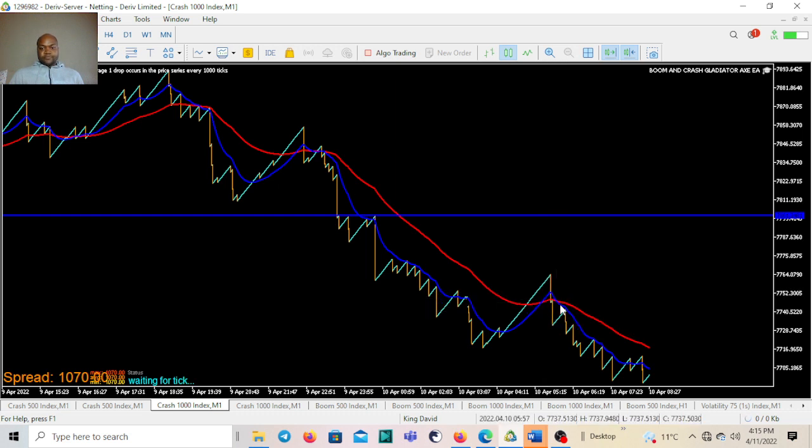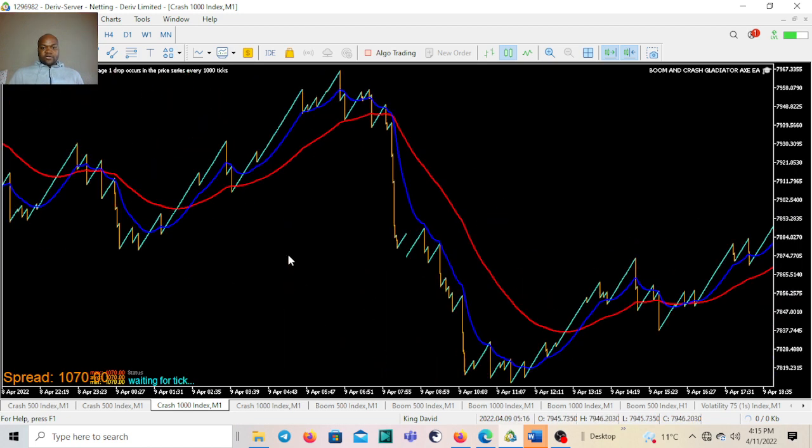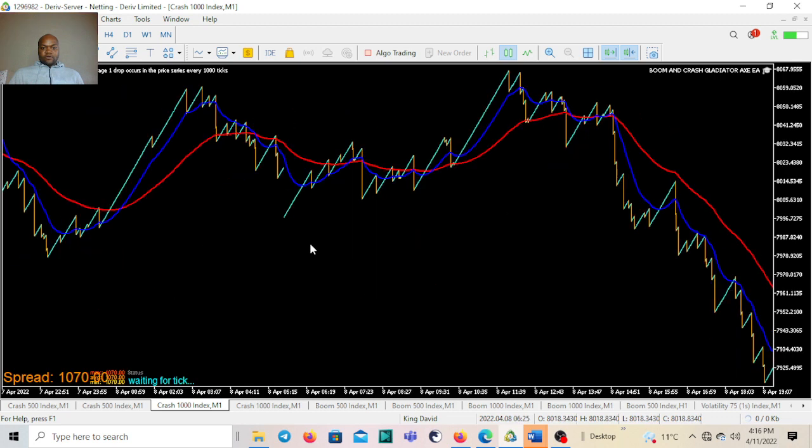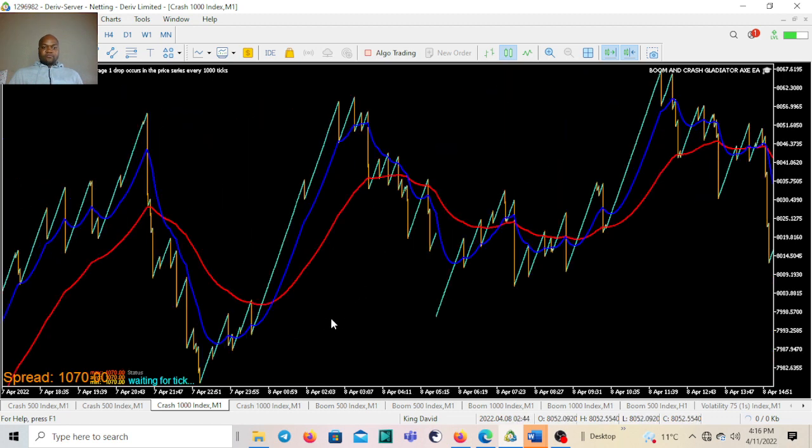Are we together? Then let's look for another example. You can see here we have another example again. The 50 crosses below the 200 and here you're going to exit. These are all good examples. Let's look for examples where we can buy.